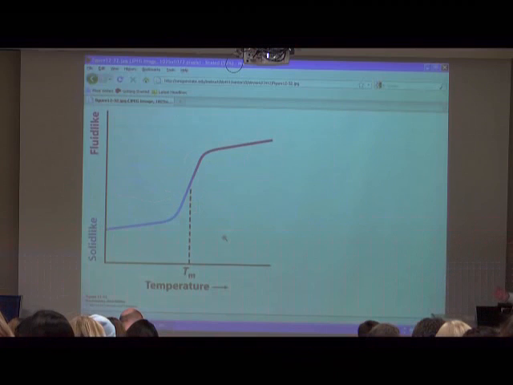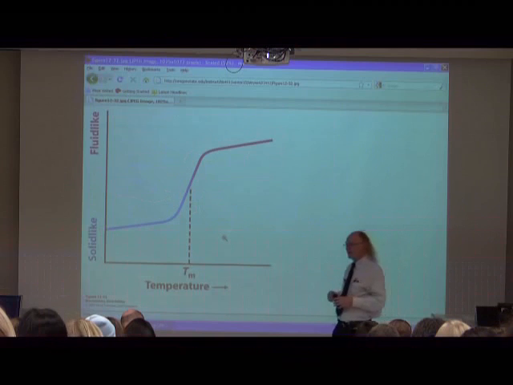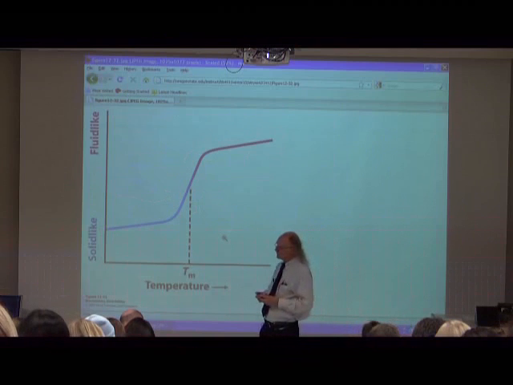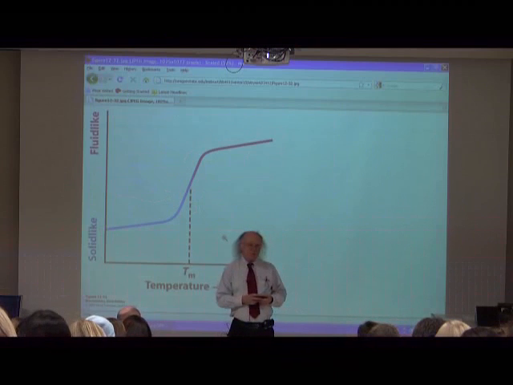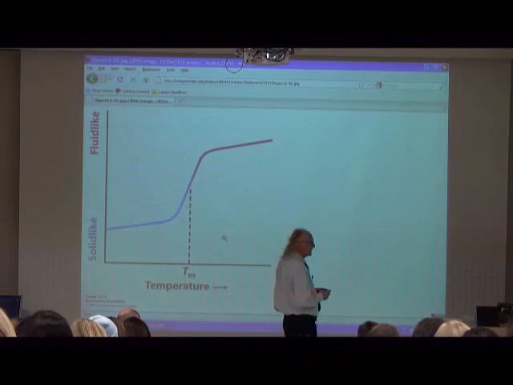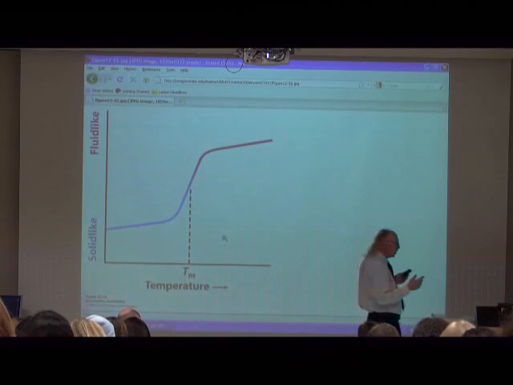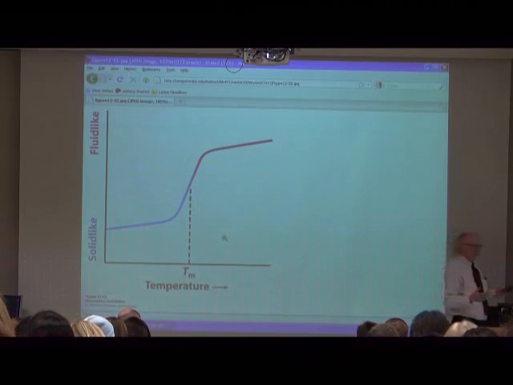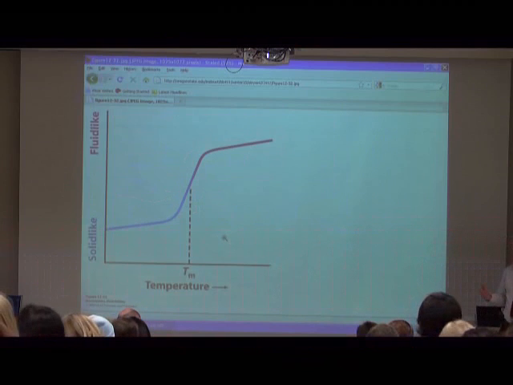Similarly, the shorter the fatty acids, the lower the TM. So the shorter the fatty acids, the lower the TM. Now what we see biologically is that cells largely use the unsaturation mode.